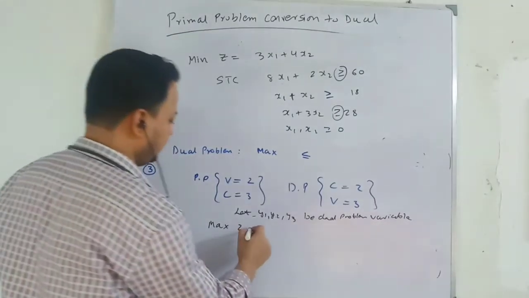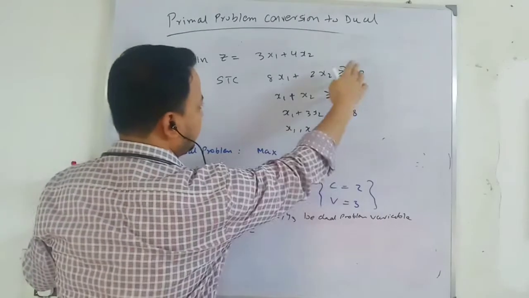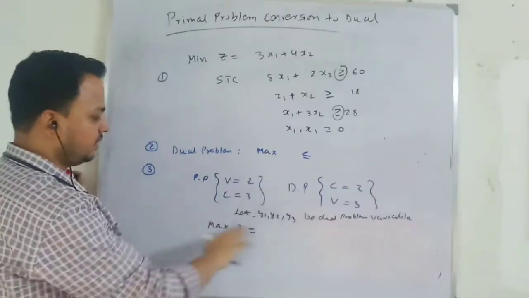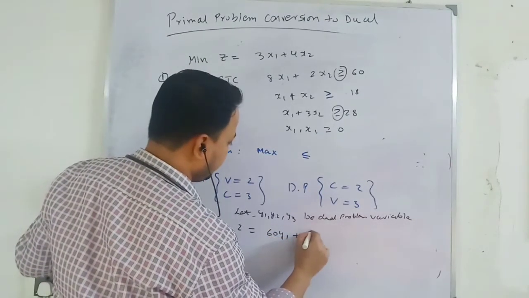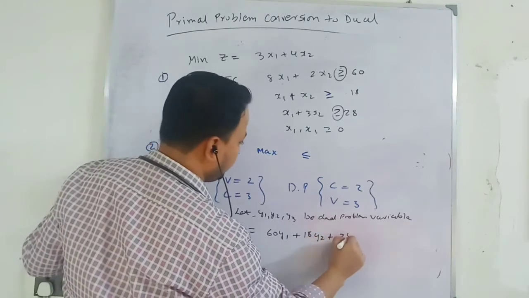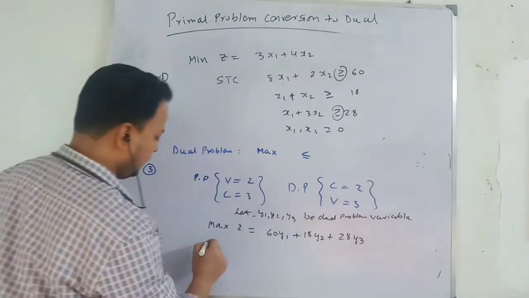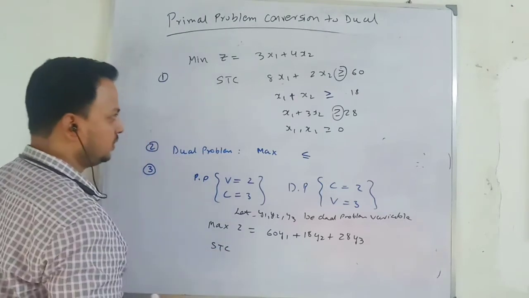So maximize z. Whatever you have on the right hand side will become the cost coefficient in my objective function in the dual problem. So it will be 60 y1 plus 18 y2 plus 28 y3, subject to constraints.